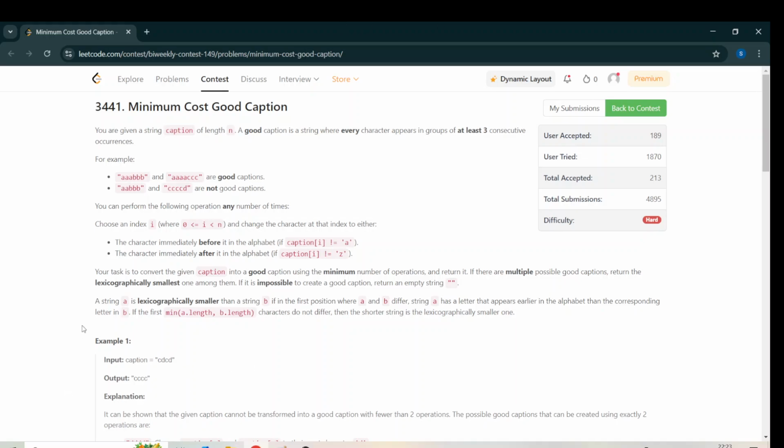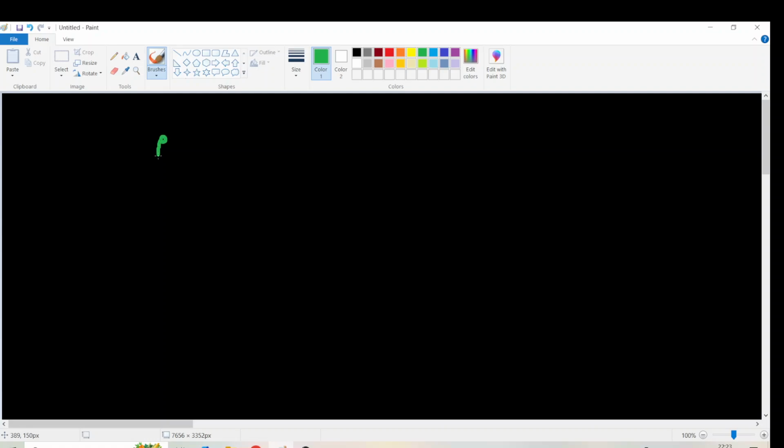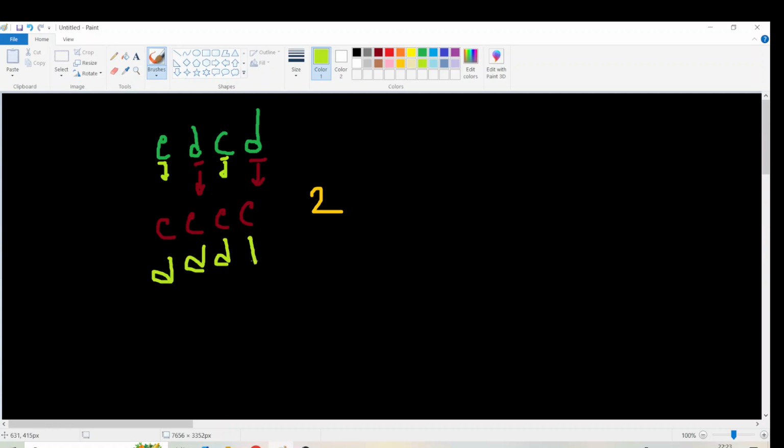So let's take this example, cd. Okay, so let's see what we can do. We can change this d to c in one operation, and we can again change this d to c in one operation. So one possible answer is cc, and the total number of operations here is 2. Similarly, we can change this c to d in one operation, and change this c to d in one operation. The entire string will be d. Here also the total number of operations is 2, but we have to consider this as our desired answer because this is lexicographically smaller.